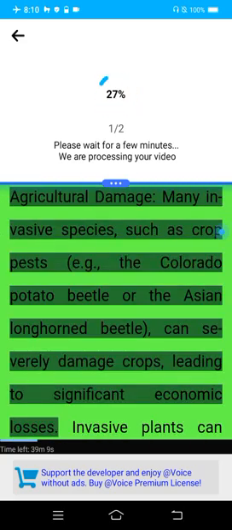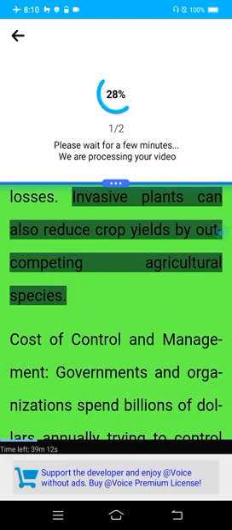Economic impacts. Agricultural damage. Many invasive species, such as crop pests, e.g., the Colorado potato beetle or the Asian longhorn beetle, can severely damage crops, leading to significant economic losses. Invasive plants can also reduce crop yields by outcompeting agricultural species.